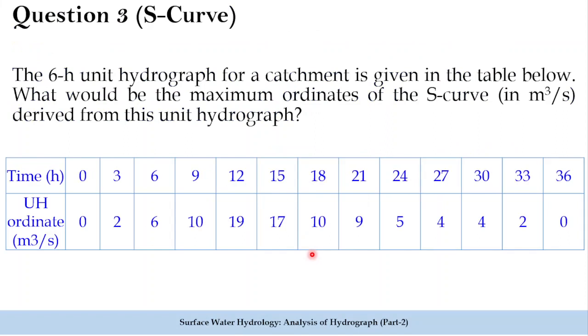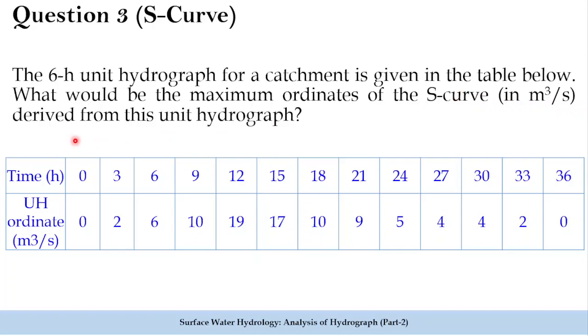Moving ahead, now let's solve one problem on S-curve technique. Let me read the problem. The 6-hour unit hydrograph for a catchment is given in the table below. What would be the maximum ordinate of the S-curve in meter cube per second derived from this unit hydrograph?